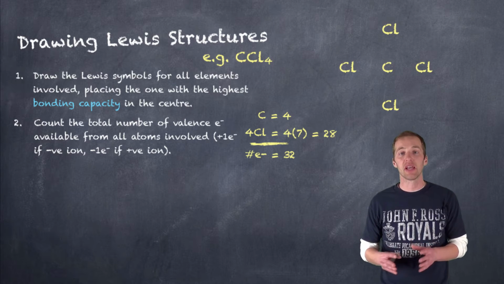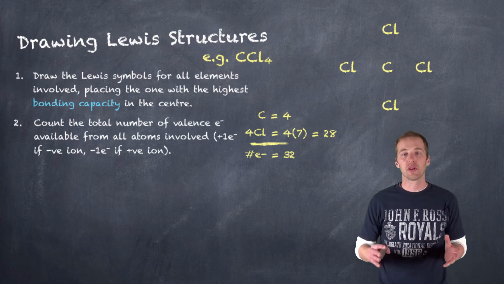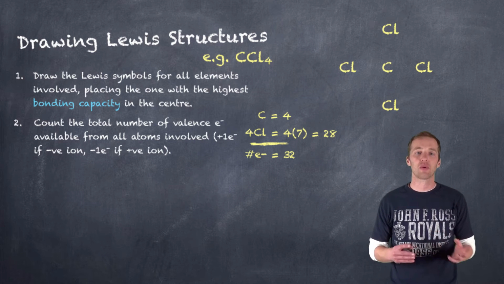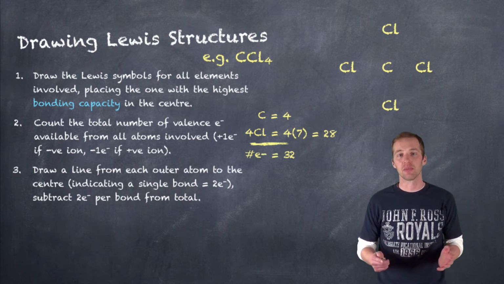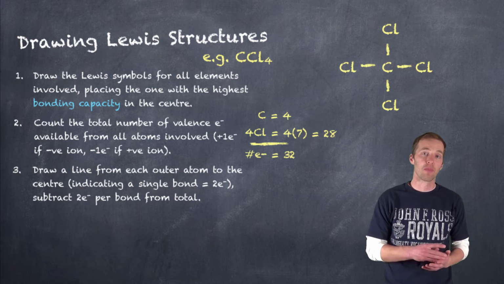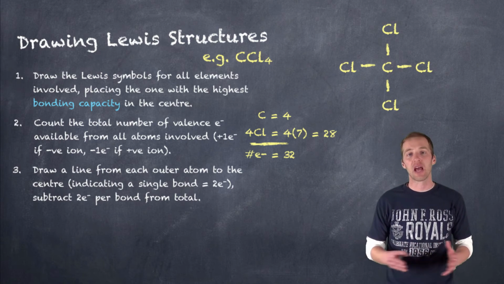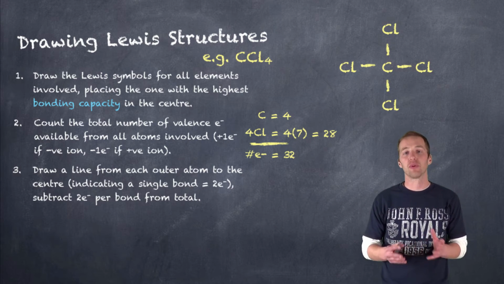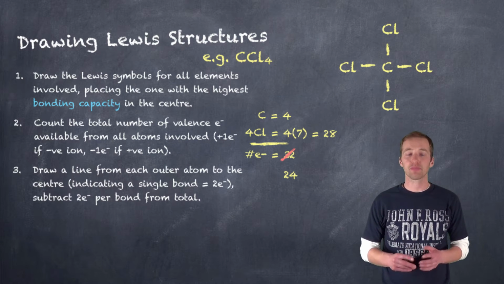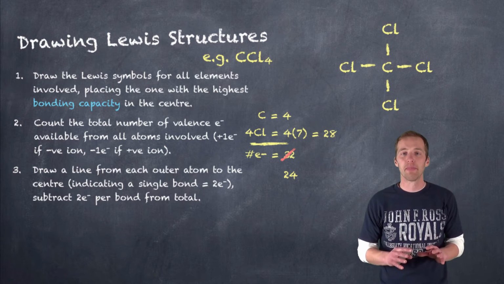And what you have to understand is that each one of these bonds represents 2 electrons. So each one of these lines represents a shared pair of electrons, or 2 electrons, that we are going to illustrate as being drawn in. We can see that once we've done that, because there are 4 bonds, each requiring 2 electrons, that is 8 electrons that we have now accounted for, and so we have to remove those 8 electrons from our count, which leaves us with 24.